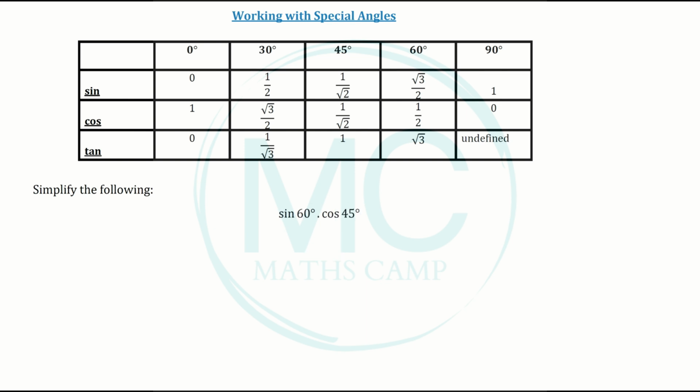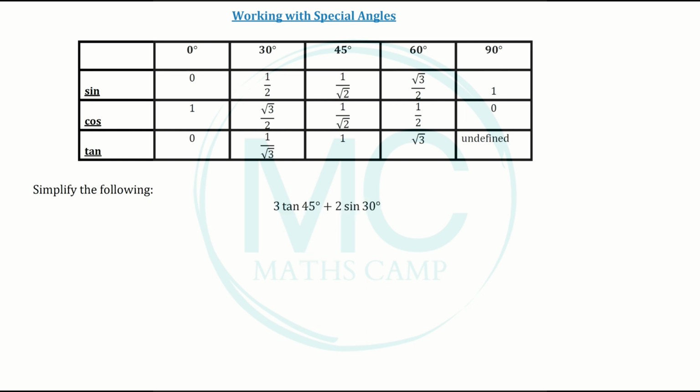Let's do another one. Sine 60 degrees multiplied by cos 45 degrees. From our table, we can see that sine 60 degrees is root 3 over 2. So we can write this over here. Now we are multiplying by cos 45 degrees. From our table, we can see that this value is 1 over root 2. Now we can multiply our fractions together. Root 3 multiplied by 1 gives us root 3 over 2 multiplied by root 2, which is simply 2 root 2.